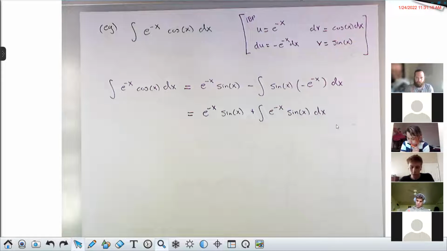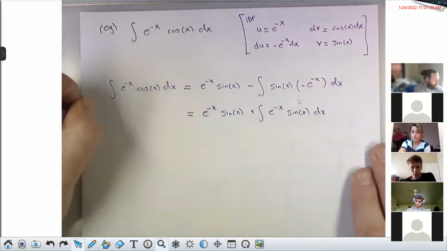And that hints at something. That hints that if I were to run another integration by parts, I would get something looking kind of like this, and then another integral where the sine will have changed back to a cosine. In other words, I'll have looped my integral. I'll have gotten my original integral back again. And that's what we want. So we're going to run another IBP.